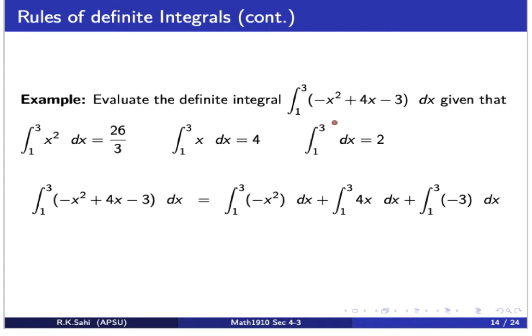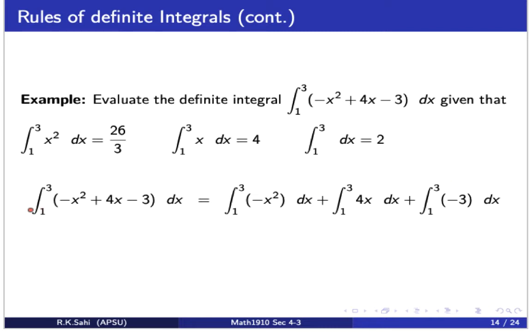Now, we would like to evaluate this integral from 1 to 3 of minus x squared plus 4x minus 3 dx. What we are given is the value of the integral from 1 to 3 of x squared dx to be 26 over 3, the integral from 1 to 3 of x dx to be 4, and the integral from 1 to 3 of dx to be 2. So we're given these answers for these integrals. What we're going to do is apply property number 3 and 4 from the previous slide.